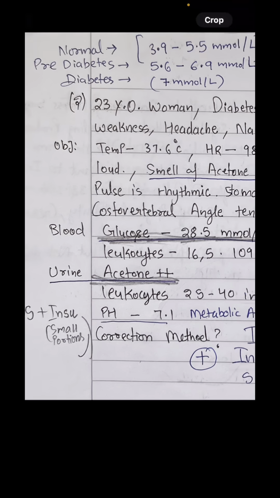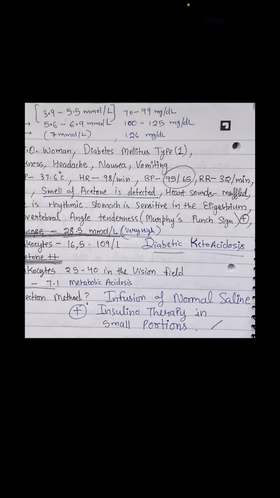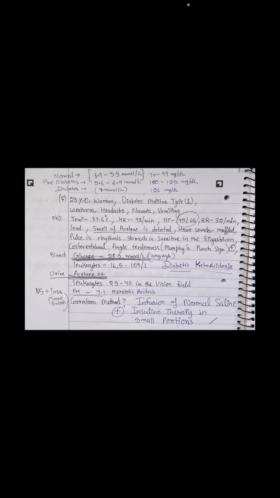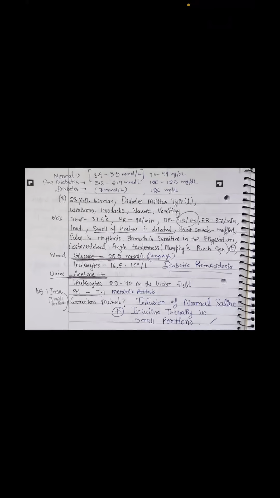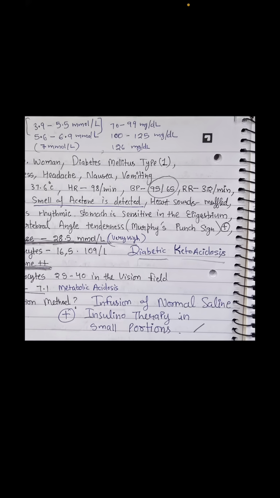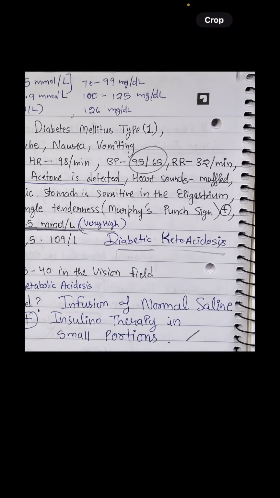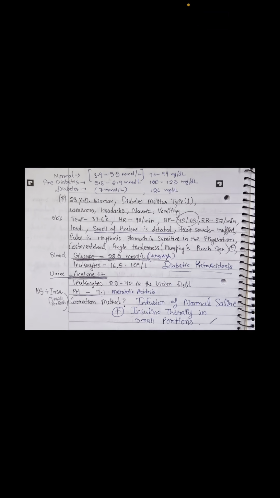I've also talked about urine acetones: they will be present in DKA. We just saw the table. They are asking about the correction method, how you will correct the condition of the patient. Also the pH is given in the question. The pH showing metabolic acidosis shows the case of DKA very well. We are going to use normal saline since the BP is very low. To correct the BP, we'll use an infusion of normal saline, and we will give insulin therapy in small portions. Plus we are going to correct the electrolyte balance. However, electrolyte balance will self-correct when we use normal saline.